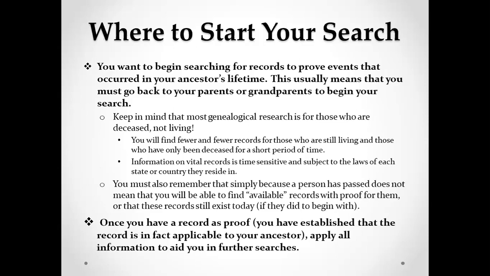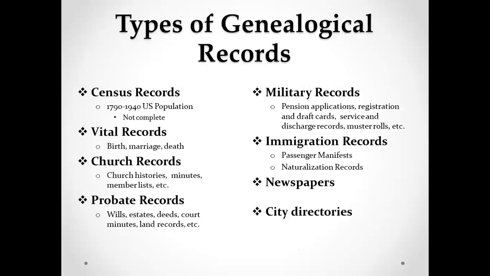But once you have a record as proof, and that means that you have established that this record is in fact applicable to your ancestor, you want to apply all information to aid in your future searches. And I'm going to go through several examples of that. So these are some of the most common types of genealogical records.